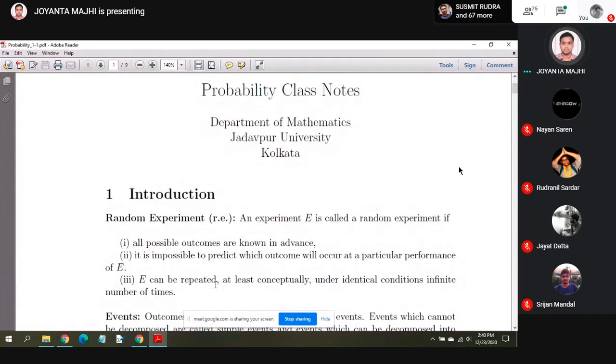For example, if we consider tossing a coin, then we know that the outcome will be either head or tail. Therefore, the first condition is satisfied. When we toss a coin, in that particular performance we cannot predict which will come out, head or tail. That is, the second condition is satisfied. And the third one is, conceptually we can perform this game an infinite number of times. Therefore, tossing a coin is a random experiment. Throwing a die is also a random experiment.